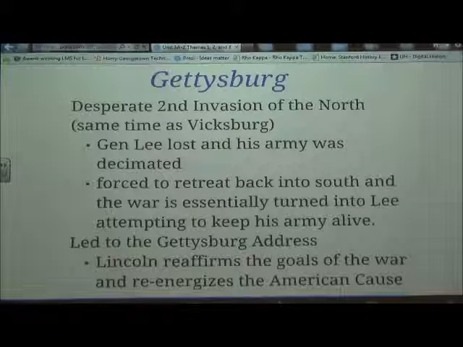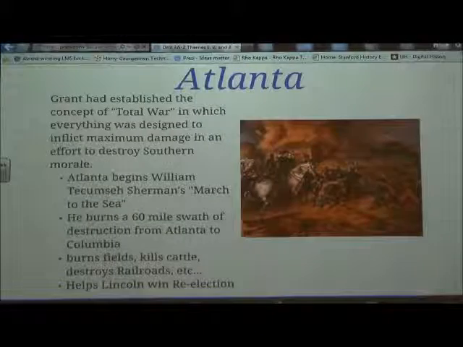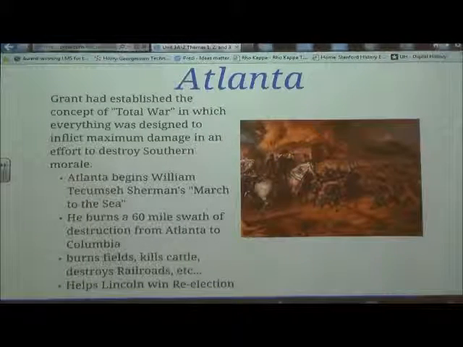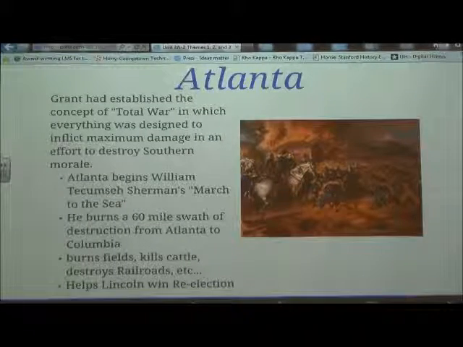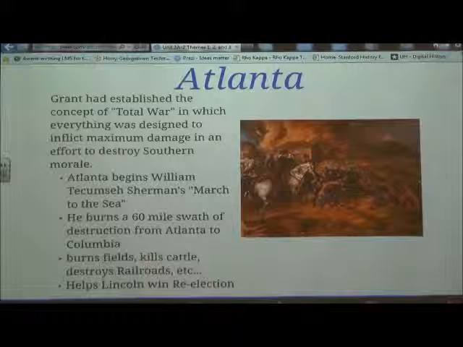This also allows the Gettysburg Address by Lincoln, one of the shortest speeches ever given, only a couple of minutes long, in which Lincoln reaffirmed the goals of the Civil War, and re-energized the American cause of preserving the Union and emancipating the slaves. We also have the Battle of Atlanta, which is part of Sherman's March to the Sea. It starts that march to the sea.